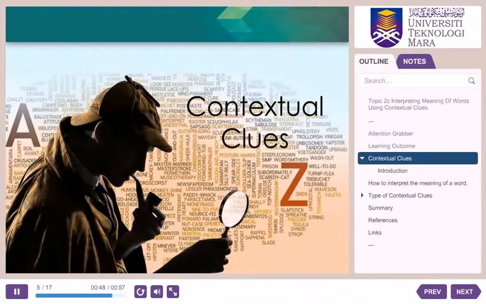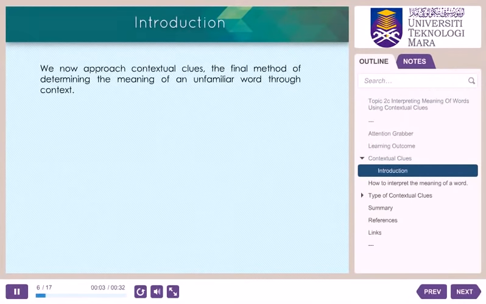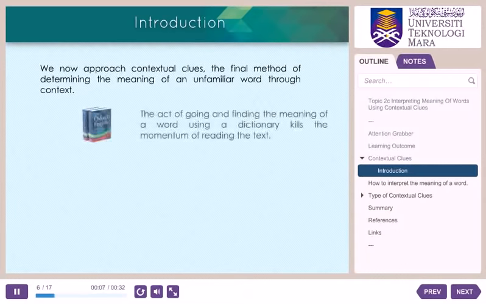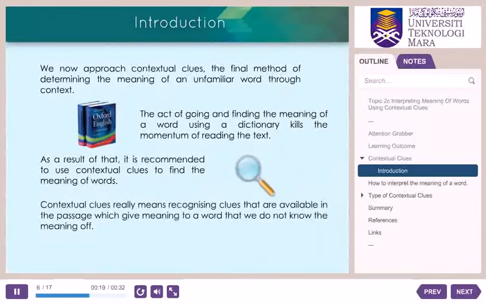This is where contextual clues come in and play a very important role in helping to find the meaning of words. We now approach contextual clues, the final method of determining the meaning of an unfamiliar word through text. It is recommended that you use contextual clues to find the meaning of words. Contextual clues really means recognizing clues that are available in the passage which give meaning to a word that we do not know the meaning of.